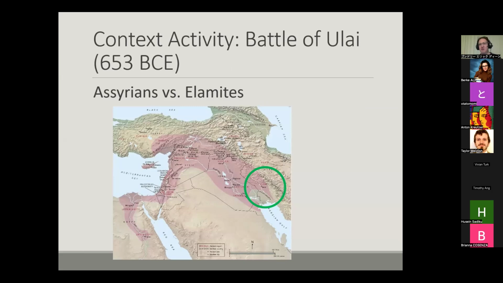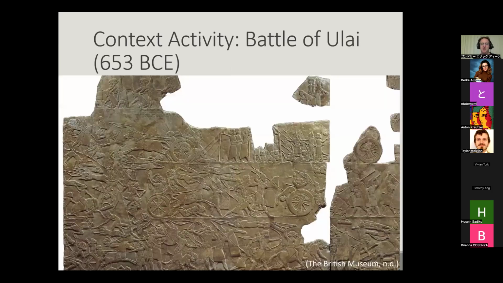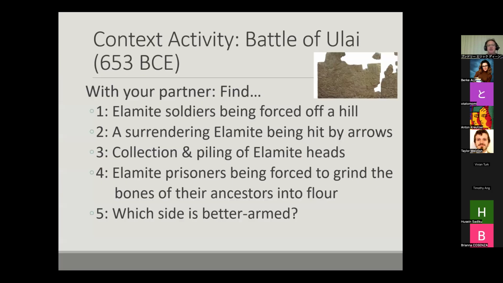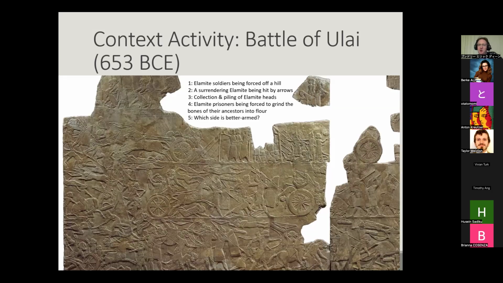Normally, I would give a practice run-through of the people here, so I'll just have to go through it really quickly. It shows another panel showing the Battle of Ulai, which is between the Neo-Assyrians and the Elamites, who were a people in southwestern Iran. And you show them a printout of this detailed image and give them a couple of things to find, right? And I'll just give you a quick introduction. So with your partners, find the following, and I'll show you in turn where they are.